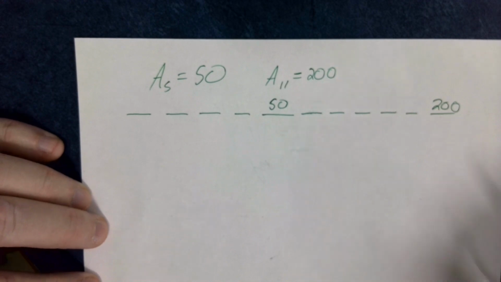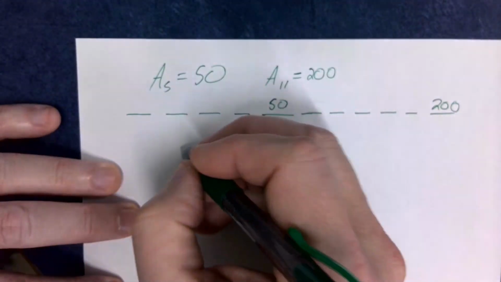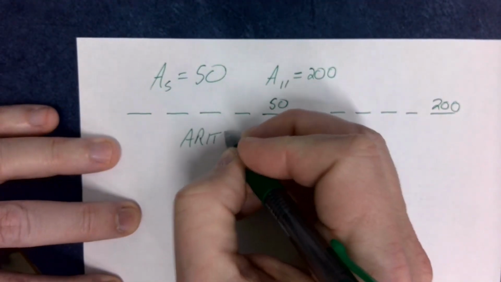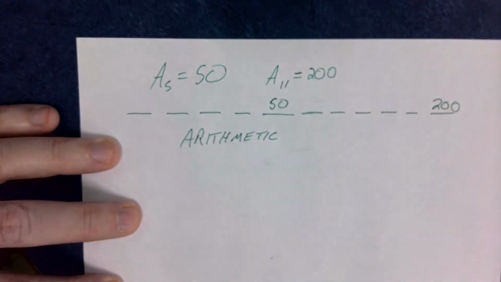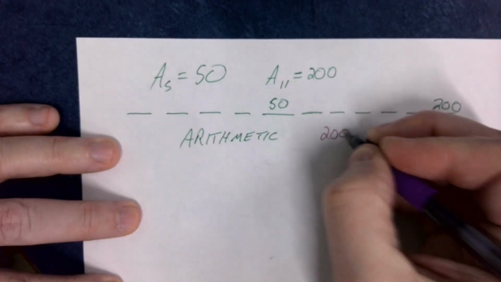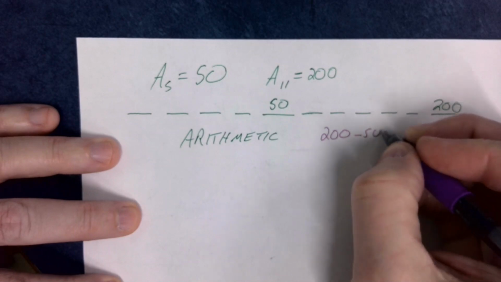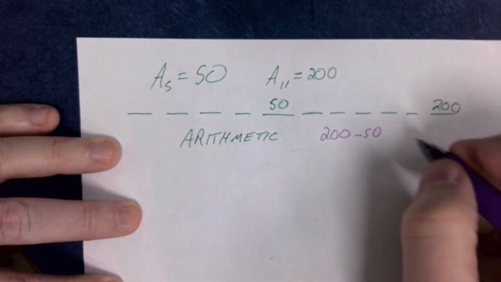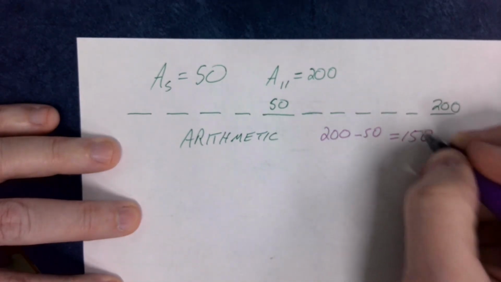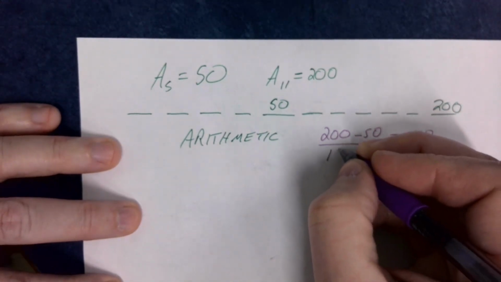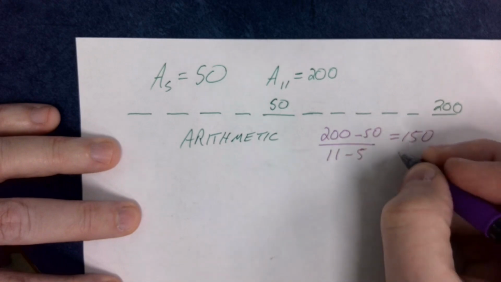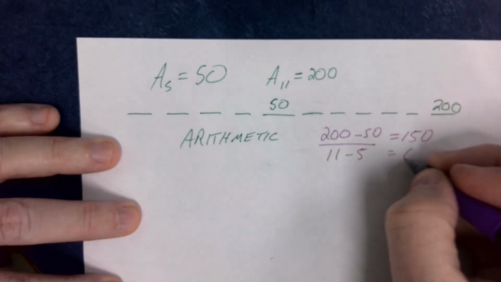So if we're trying to find this as an arithmetic, and again, this could be any sequence right now because I only have given you two terms, so I'm going to tell you it's arithmetic. And arithmetic means that it has to go up through addition. So what I'm going to do is take the difference in the terms, 200 minus 50, that's 150, and I'm going to divide that by the difference in the term numbers. 11 minus 5 is equal to 6.